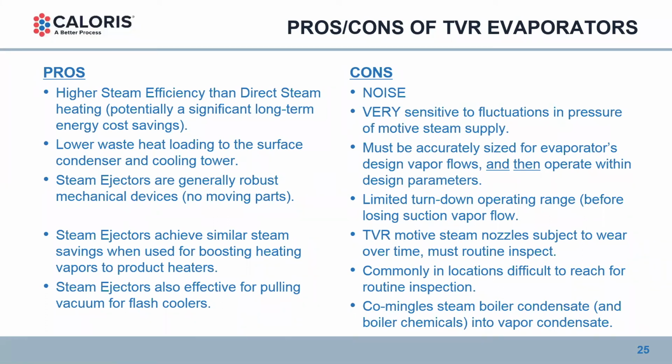And the obvious pros are higher steam efficiency than the direct steam heated. I think that's pretty obvious from the scenarios I looked at there, and it's very easy to prove. And lower waste heat loading to the surface condenser and your cooling tower. And that's rejected waste heat that you're not using. And that's done because we're capturing part of those evaporated vapors and compressing them with steam to create our heating vapors. And in general, steam ejectors are very robust mechanical devices.